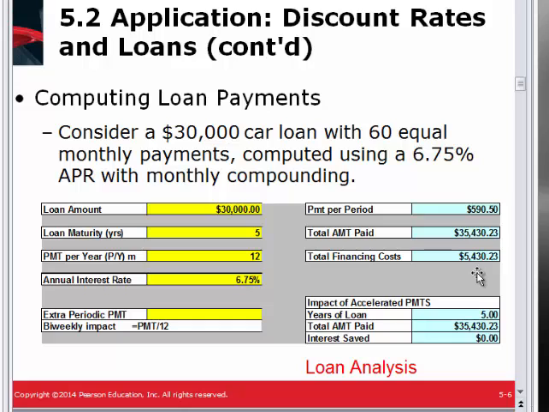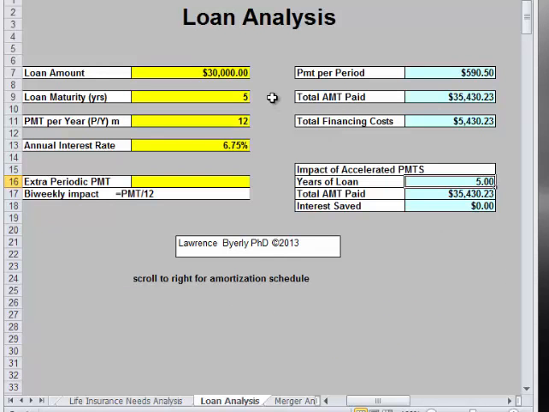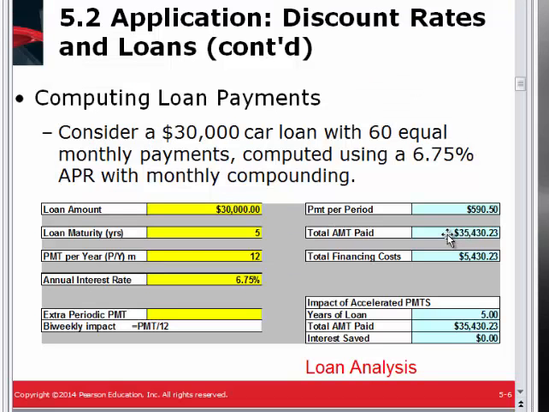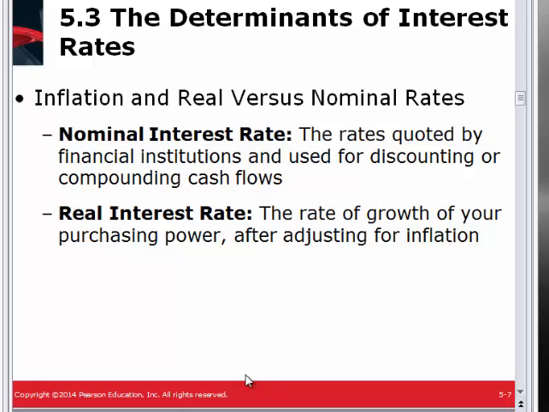In this case, since we started with $30,000, that must mean that the financing cost is $5,430. But what if we said, look, I'd like to pay an extra $50 a month? If you made an extra $50 a month payment, obviously the payment now is going to be the combined amount, 630. That's going to knock about a half a year off, and it's going to save us about $512 in interest. So understanding how the compounding frequency works is obviously an important part of understanding financial decision making.